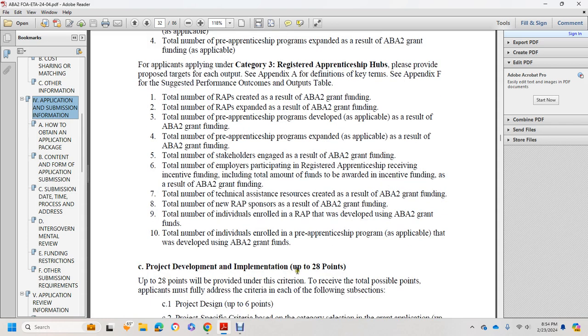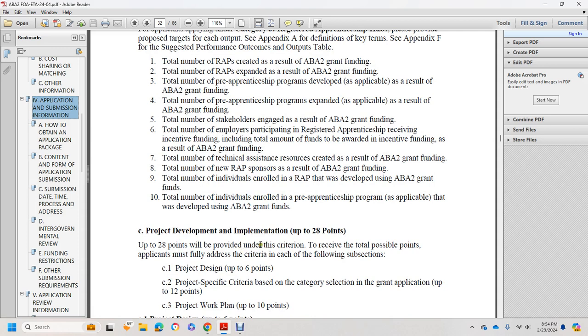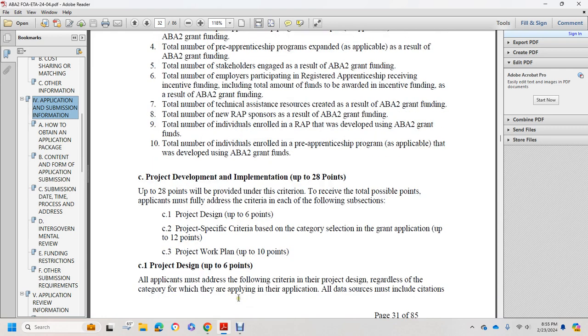C. Project development and implementation, up to 28 points. Up to 28 points will be provided under this criterion; applicants receive the total possible points. Applicants must fully address the criteria of the following subsections. C1. Project design, up to 6 points. C2. Project-specific criteria based on the category selection in the grant application, up to 12 points. C3. Project work plan, up to 10 points.